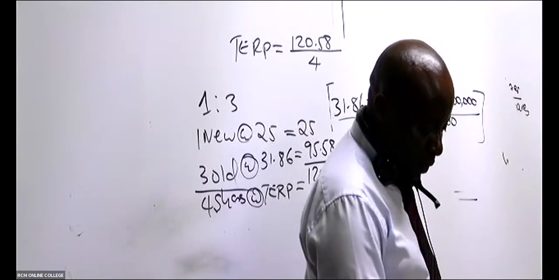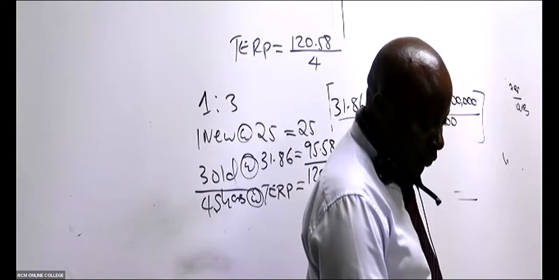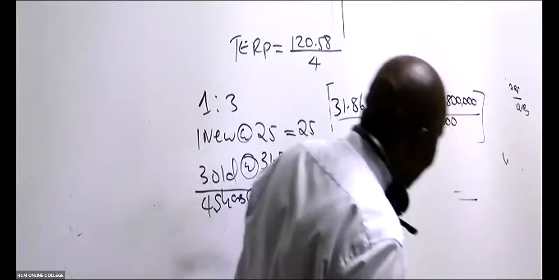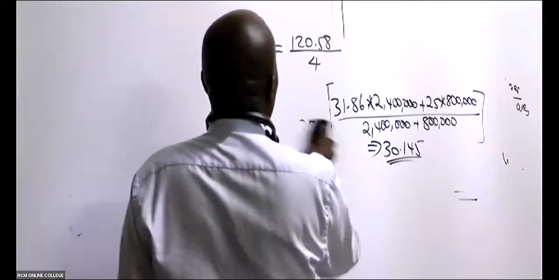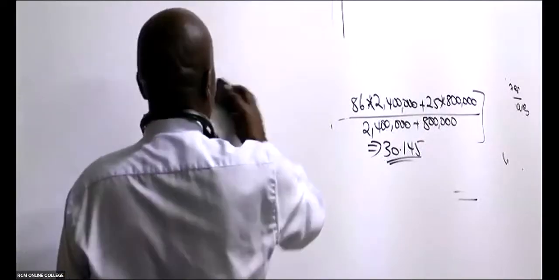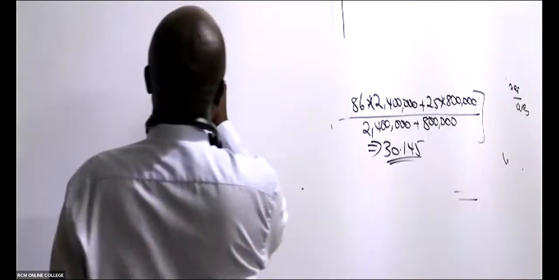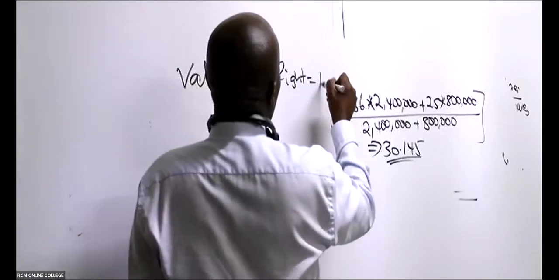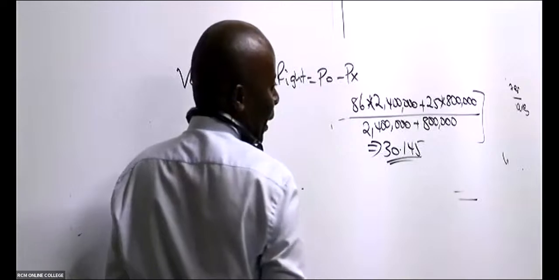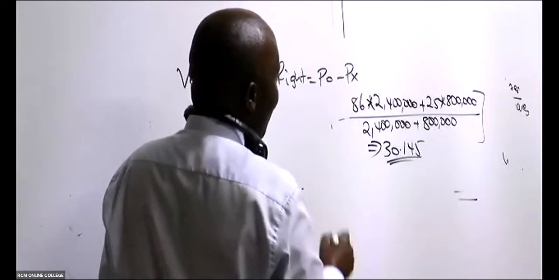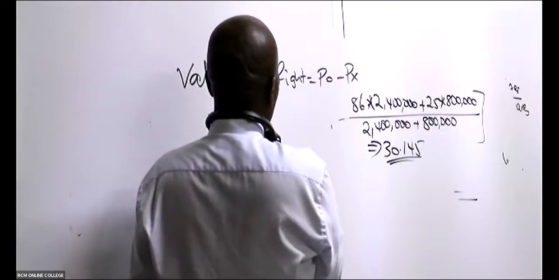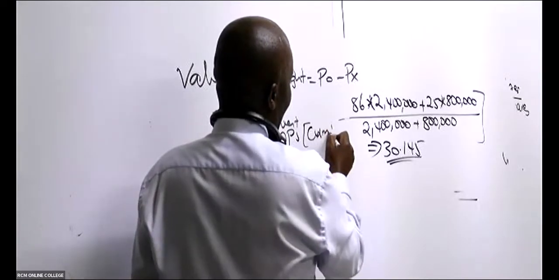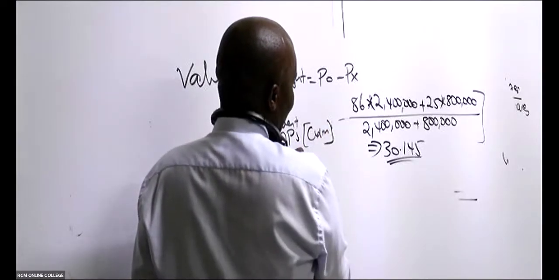To get the value of the right is a very, very small formula. You simply take PO minus PX. Whenever they want you to get the value of a right, we shall always take PO minus PX. PO, remember, is the current market price, the cum-rights price. Don't forget that, which you guys have confidently told me severally.